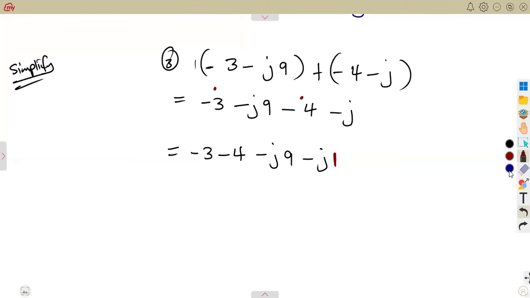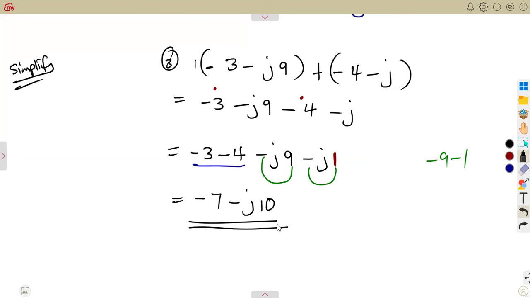So simplify the real terms on their own: minus 3 minus 4, that's a minus 7. Imaginary on their own, minus 9 and minus 1. There's a j there. So you consider minus 9 minus 1, which is minus 10. So that's minus j10. Remember, there is a j there.